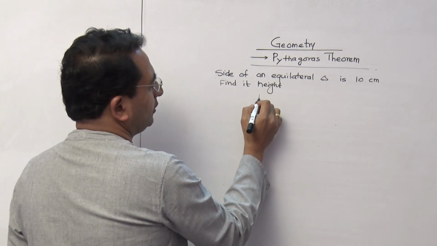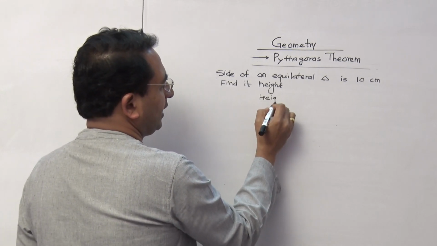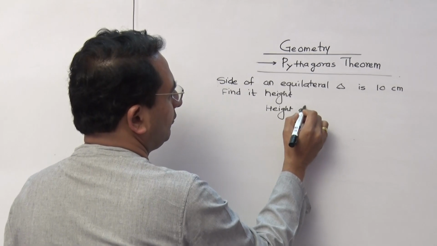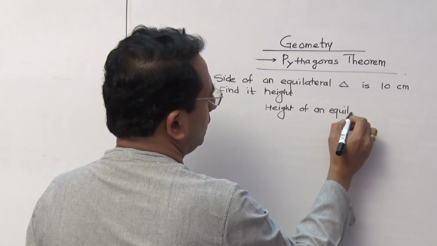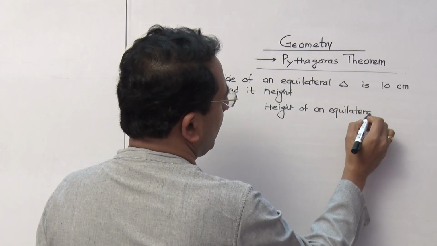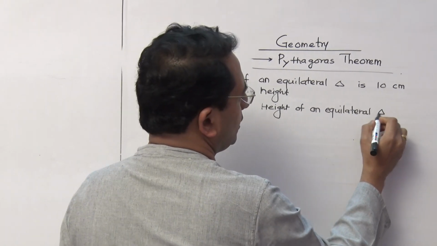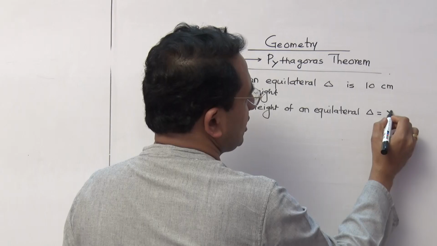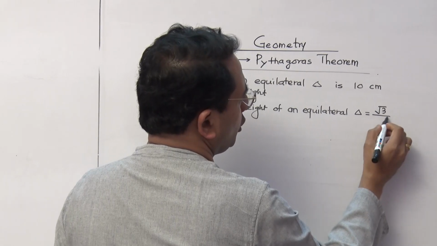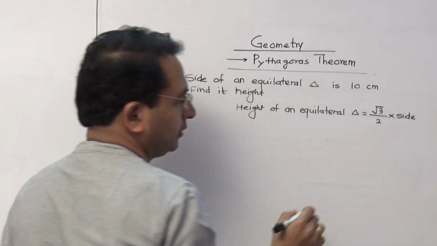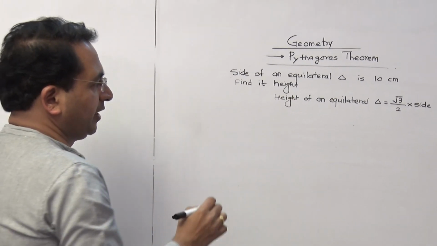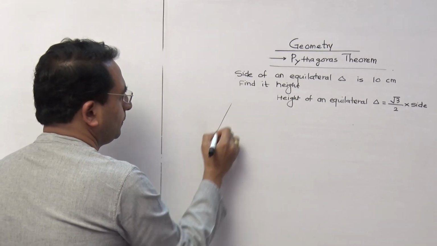What you have to write? There is a formula directly for that. Height of an equilateral triangle is √3 upon 2 times the side of the equilateral triangle. Now why is this formula coming? I'll just discuss this for you.